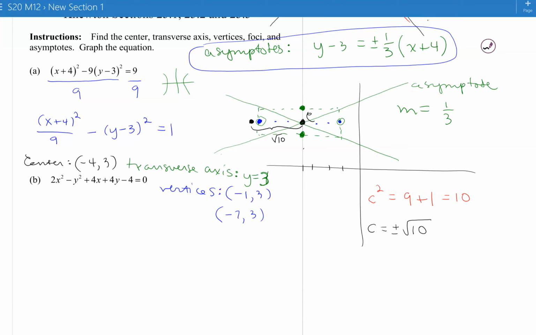So you actually can write the focus points as you start at the center with the x coordinate of -4, and you know you're going in the x direction, plus or minus square root of 10, and the 3, the y coordinate, is not changing. And then we can draw our graph, make sure it touches the blue dots, the vertices, and approaches the asymptotes. And there we go.